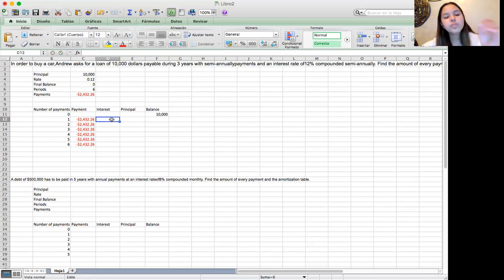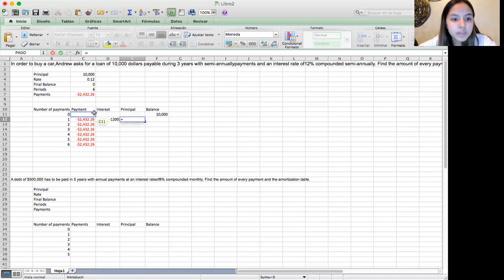Okay, and now we need to find the interest, principal, and balance of every period. For the interest, we need to multiply the last balance, minus the last balance times 0.12, that is the rate. Then the principal needs to be payment minus interest. And the last one is the last balance plus the principal. And then you will repeat the same formulas in every period.